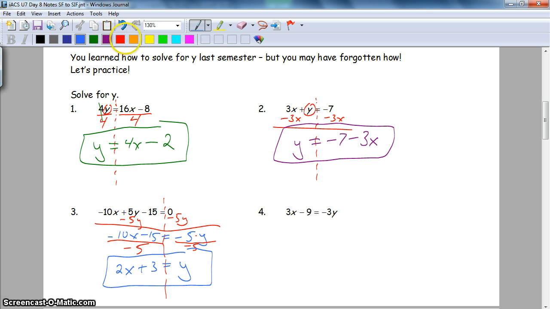Number 4, what needs to go away? We got negative 3 times y, so we divide by negative 3 on both sides. So 3 divided by negative 3 is negative 1x. Negative 9 divided by negative 3 is positive 3 equals y. And that's our answer. Alright, so there's a little bit of practice of how to solve for y.